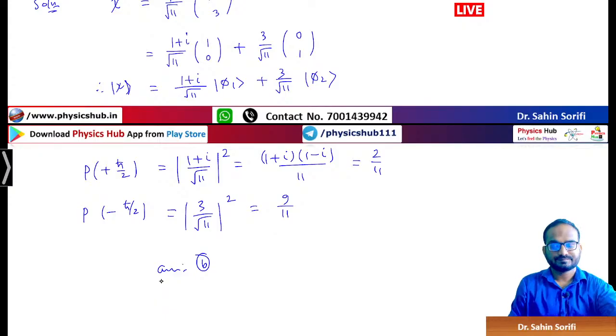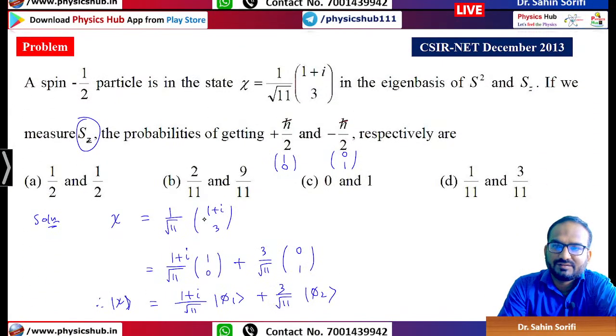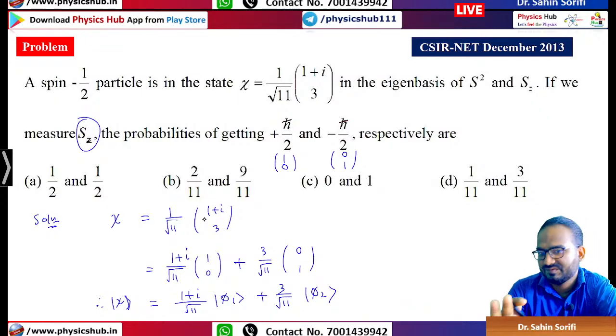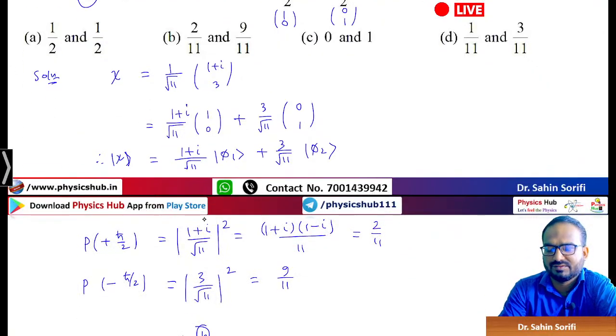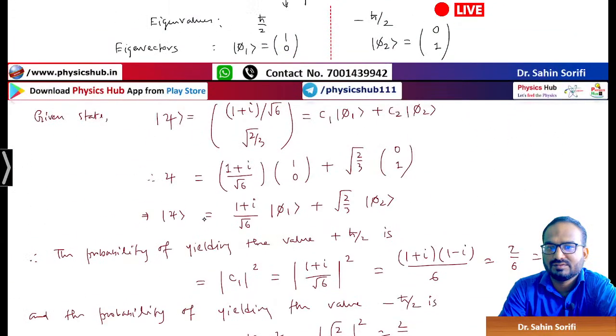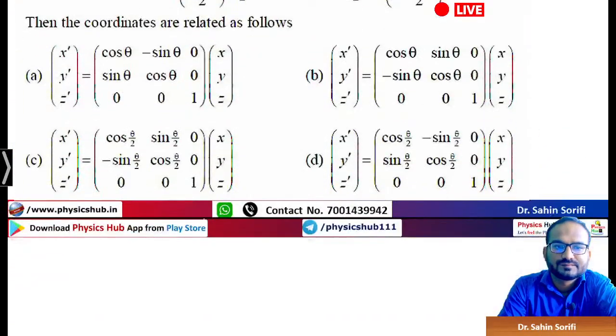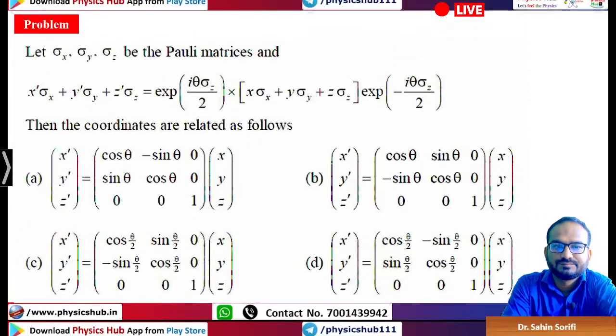Okay. So this is a simple problem, but this problem is very repetitive. You can see in the NET exam itself it has been repeated. In the GATE exam also it came. In the BARC exam also it came. This type of problem actually came. Sometimes BARC gives you the same kind of values. Okay, let's do this problem.